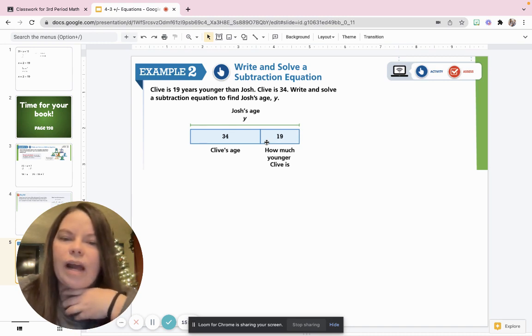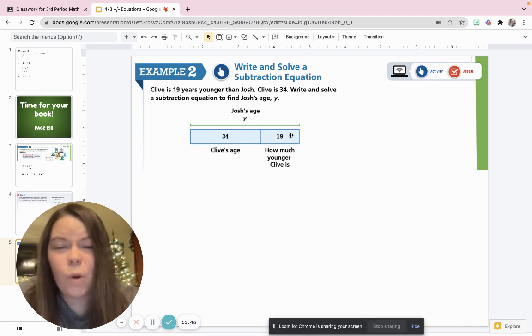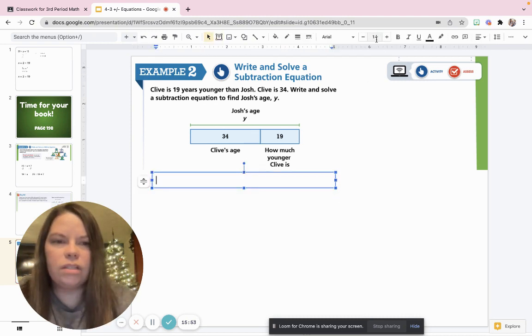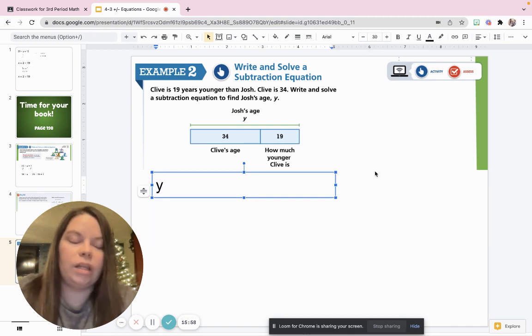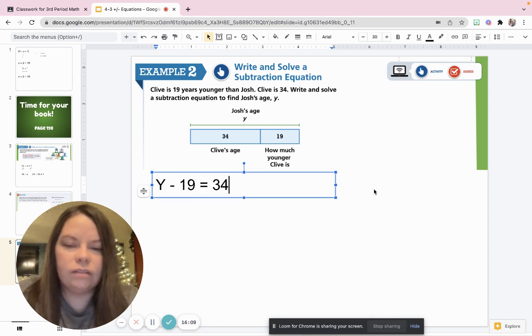So I'm going to take this whole of Josh's age, and I'm going to subtract out that 19 years. So all of Josh's age, it's Y. I don't know why they picked these letters. I'm going to take away how much younger he is, and then that should equal Clive's age, right? Okay. So now I have my subtraction problem.